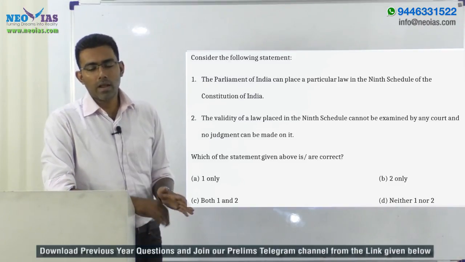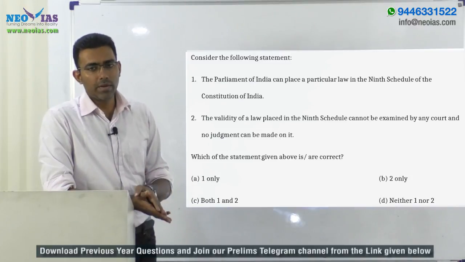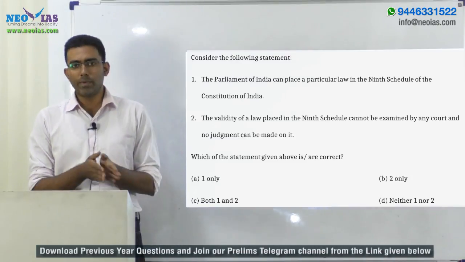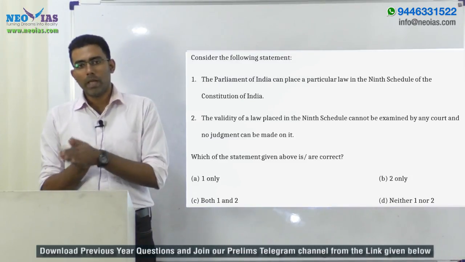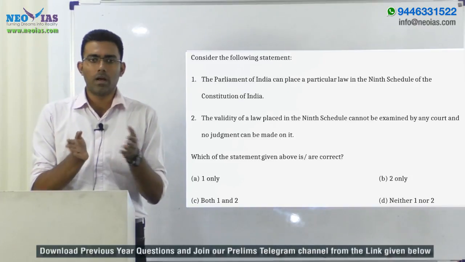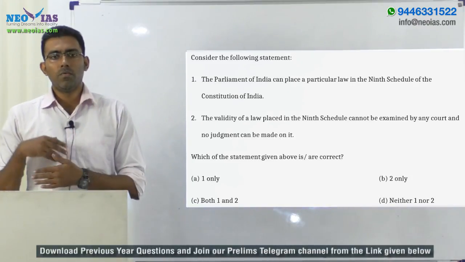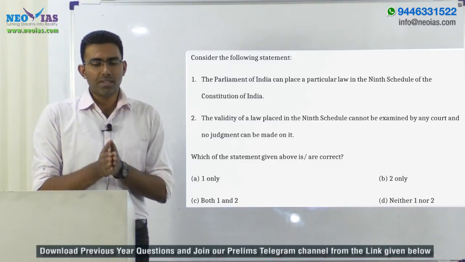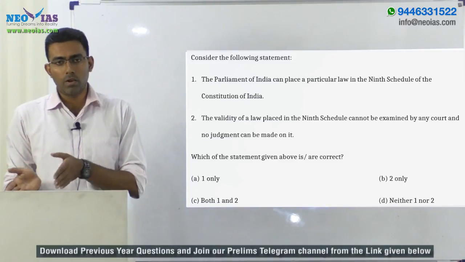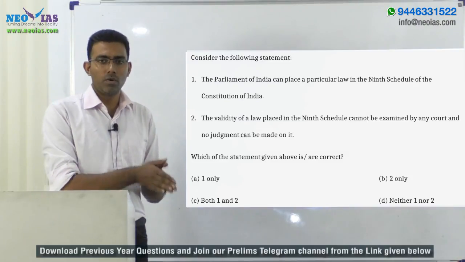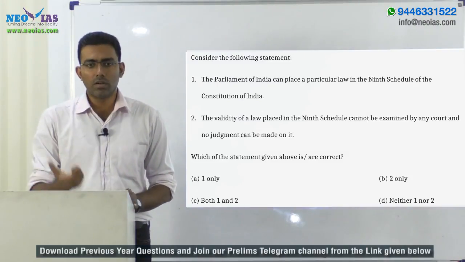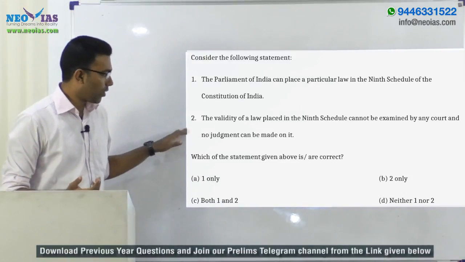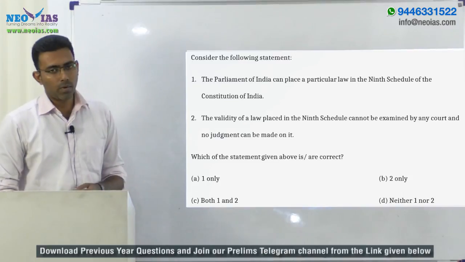It was based on the IR Coelho case that was decided in 2007, wherein the Supreme Court has ruled that any law that has been placed in 9th schedule after April 24th of 1973, the date on which the verdict of the milestone Kesavananda Bharati v. State of Kerala case was pronounced by the Supreme Court, can be judicially reviewed, because judicial review is actually the basic structure of the Constitution. So that's the reason why the second statement is wrong. Which means that the answer has to be 1 only.